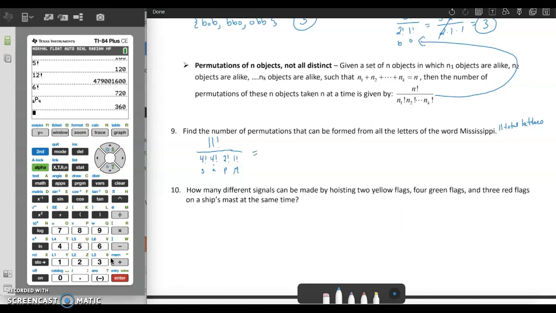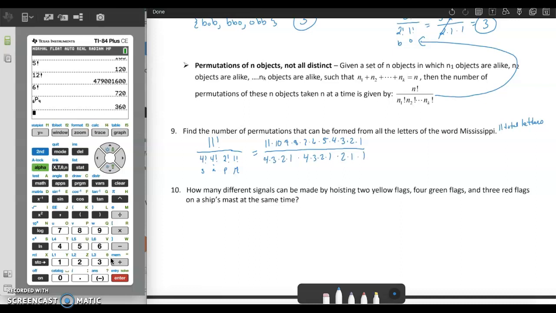So again, I could go into my calculator and try to do all of these. I find that to be a little bit harder than just writing it out. So I'm going to write out and expand 11 factorial on the top. I know it's long. And then on the bottom, I'm going to expand these. I'm going to do 4 times 3 times 2 times 1 times 4 times 3 times 2 times 1 times 2 times 1 times 1.